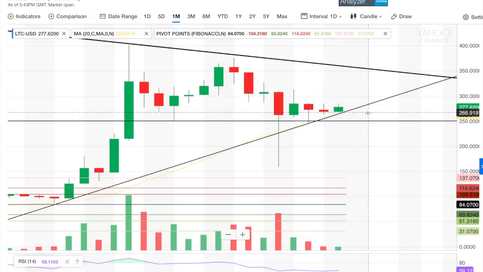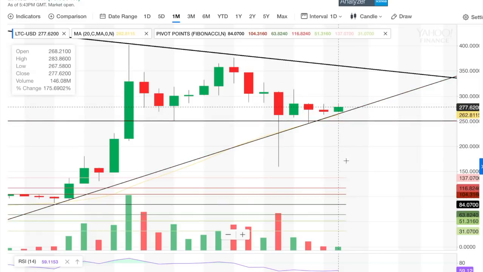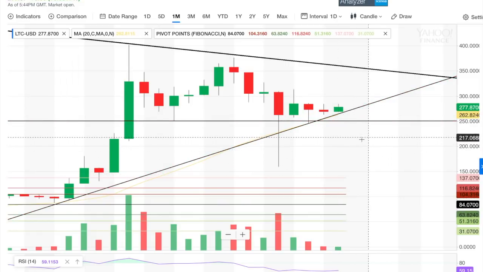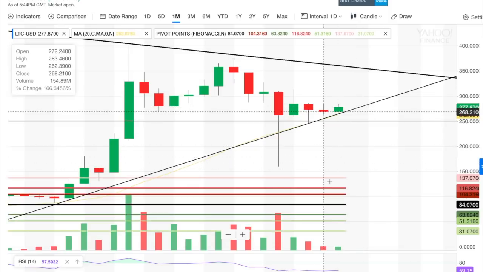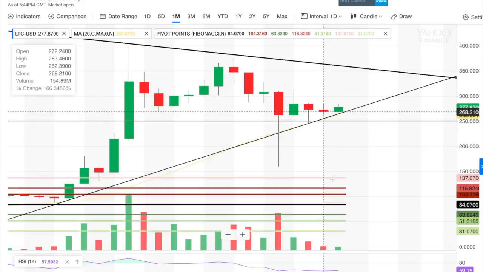If it breaks the low of today, I will be out because I don't know if it's going to come back to this line or if it's going to come even lower, right? There's going to be some support here, and possibly here. Again, you can see I have the Fibonacci on the monthly, and it's way above that point.